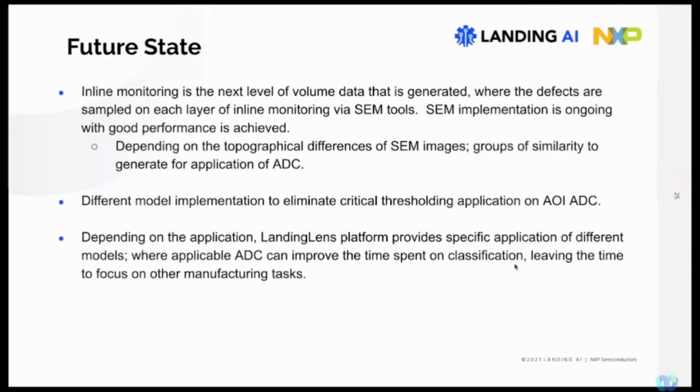Next, please. Yep. And with that, I can talk about this. We are trying to deploy this same methodology to other sites that are using outgoing inspections, and we are trying to utilize the same approach on other types of classification that we do in our fabs. And with that, I think our time has been completed.